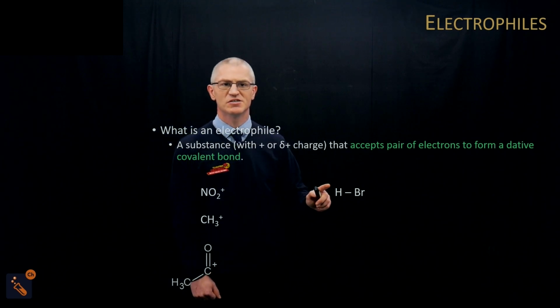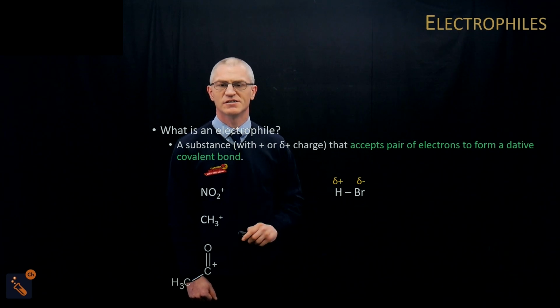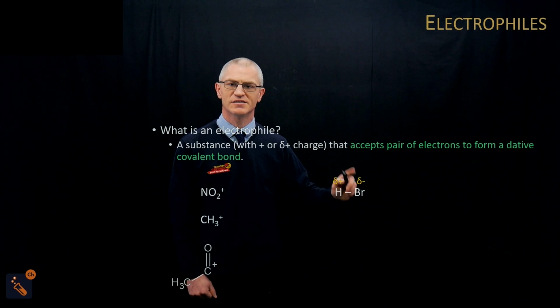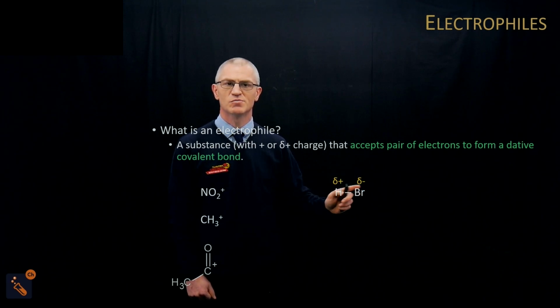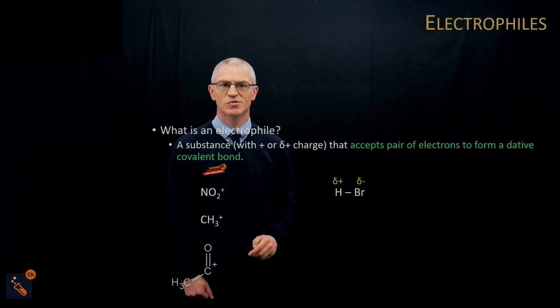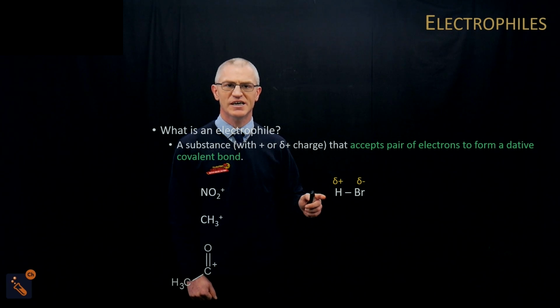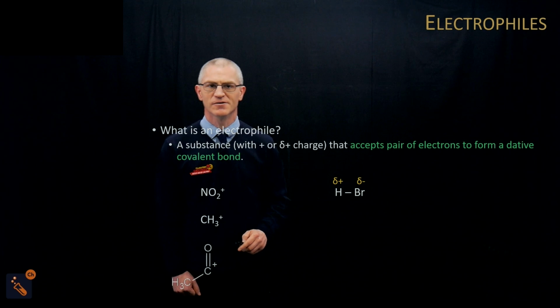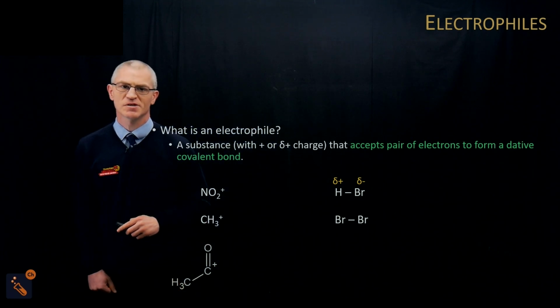But also what happens is you can have molecules with permanent dipoles. So you can see here the hydrogen is a delta plus and the bromine is a delta minus. The bromine is more electronegative than the hydrogen. There's a difference in electronegativity which causes this permanent dipole. Now that means the electrophile, which accepts the pair of electrons, is this H here with the delta plus.